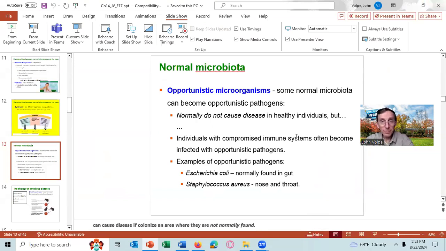The normal microbiota does not normally cause disease. When it does, we call it an opportunistic microorganism. This is a microbe that can become opportunistic, meaning it can gain access and cause an infection and then get you sick. But an opportunistic microorganism does not normally get you sick. Usually, opportunistic microorganisms happen in individuals with a compromised immune system, such as when their normal microbiota grows out of whack and then causes an infection.